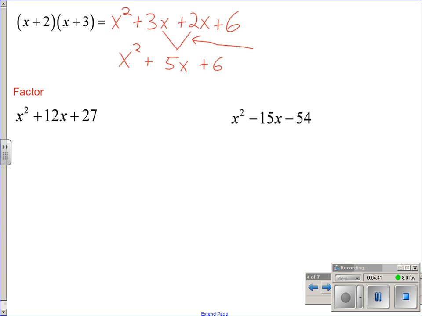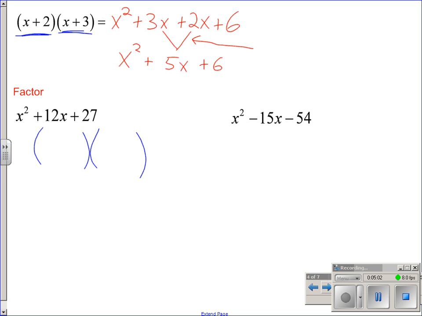So now, when we factor, we're doing FOIL in reverse. When we have an x squared term and an x term with that constant, we're looking for those 2 binomials. X plus 2 is a binomial. There's 2 terms. X plus 3 is a binomial. There's 2 terms to it.